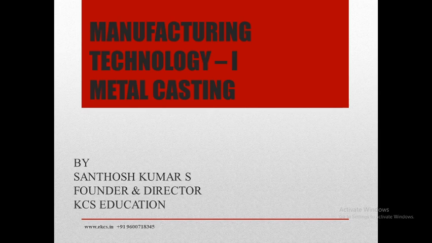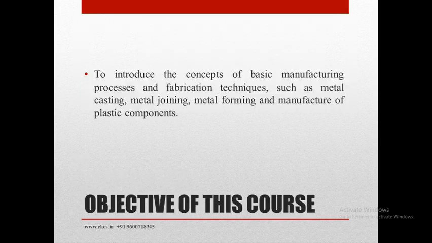Manufacturing Technology 1. Objective of this course: the course intends to introduce the concepts of basic manufacturing processes and fabrication techniques such as metal casting, metal joining, metal forming, and manufacture of plastic components. This is a third semester course as per Anna University syllabus.